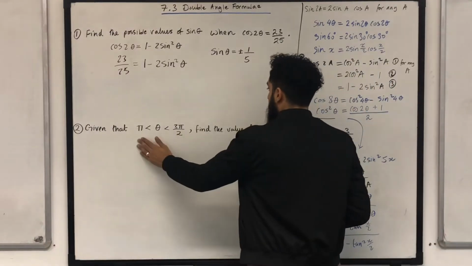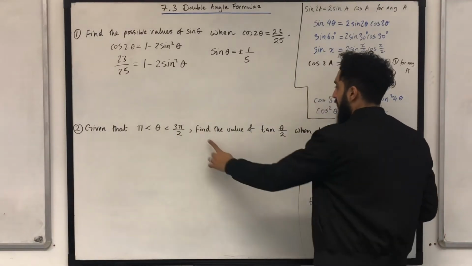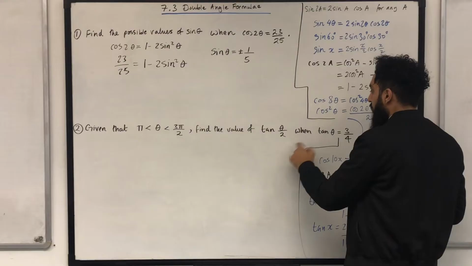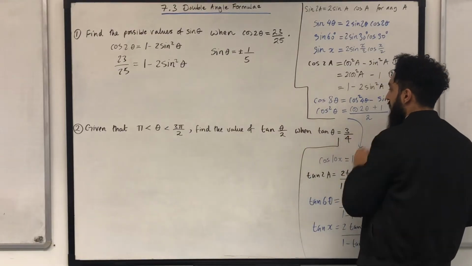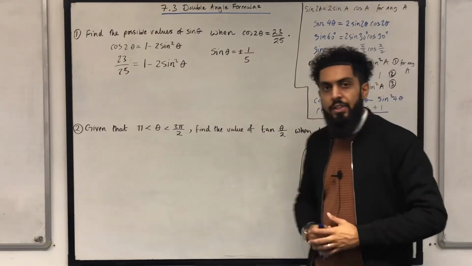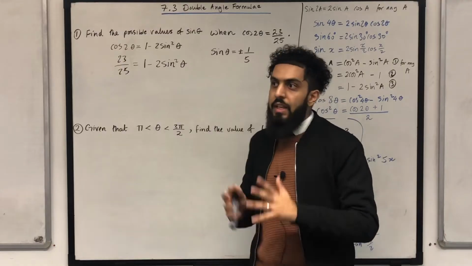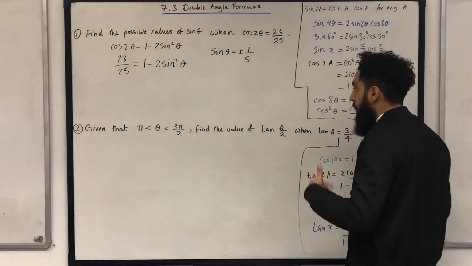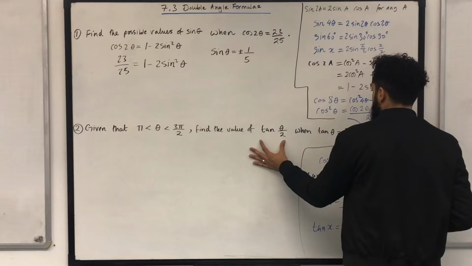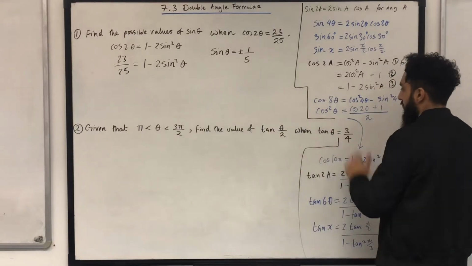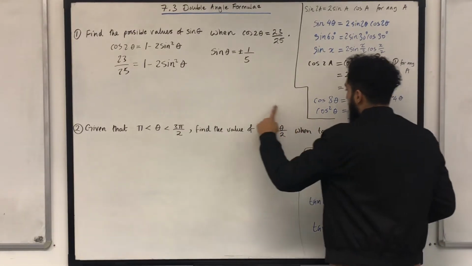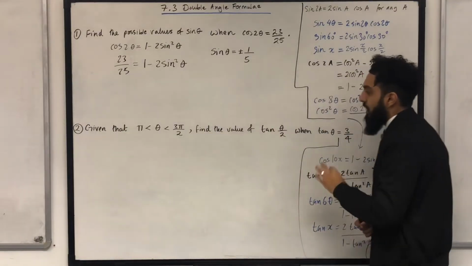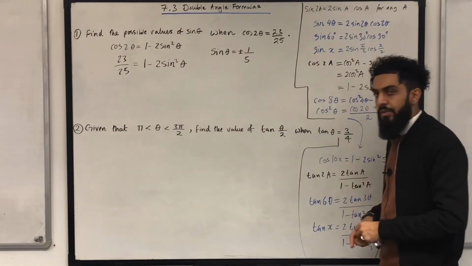Given that theta is more than pi but less than 3 pi over 2, find the value of tan theta over 2 when tan theta is equal to 3 over 4. Now, this is a very interesting question. We will need to either apply the double angle formula on the tan theta over 2 or the tan theta. Let's start off by applying the double angle formula on tan theta over 2 and see what happens.